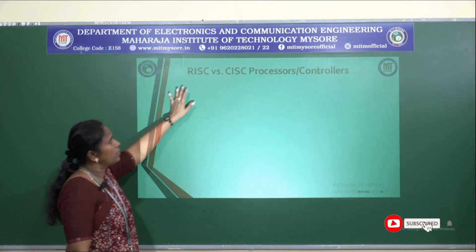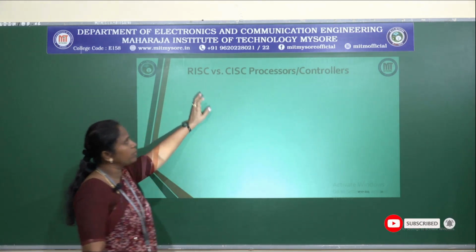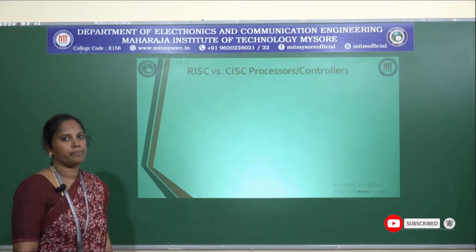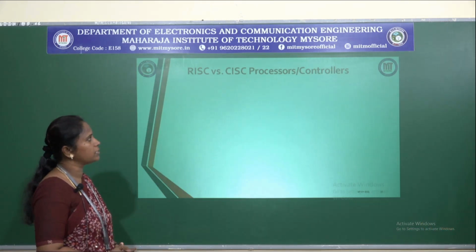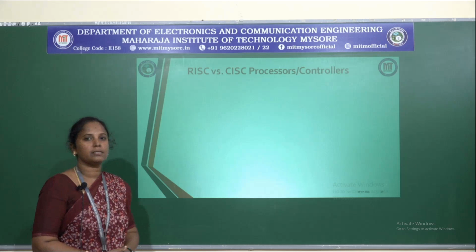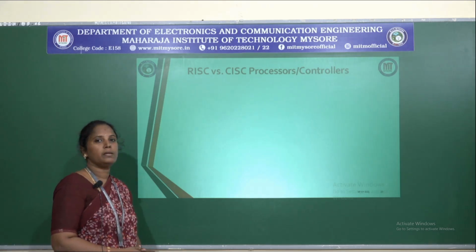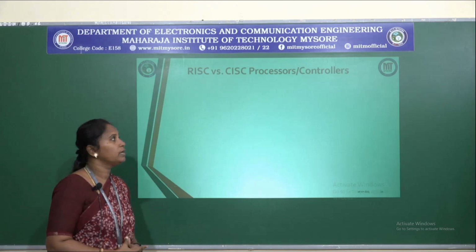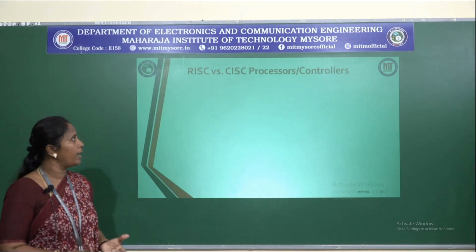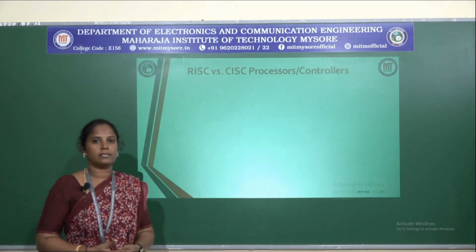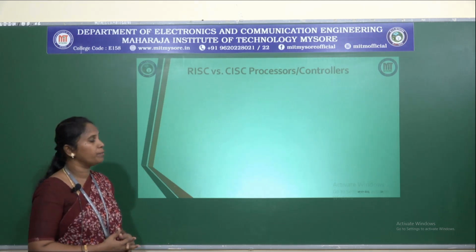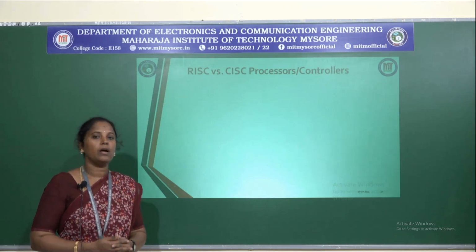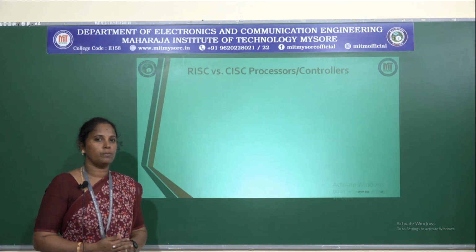Then we have the differences between RISC and CISC processors. So what are RISC and CISC processors? They depend upon how many instructions your controller or processor is capable of handling. RISC stands for reduced instruction set computing, and CISC stands for complex instruction set computing.